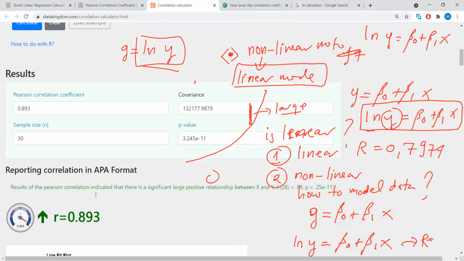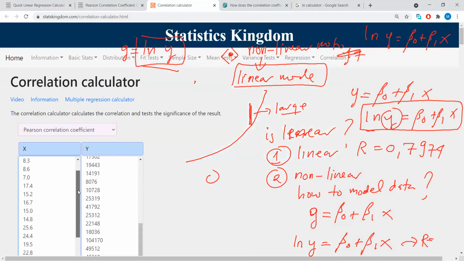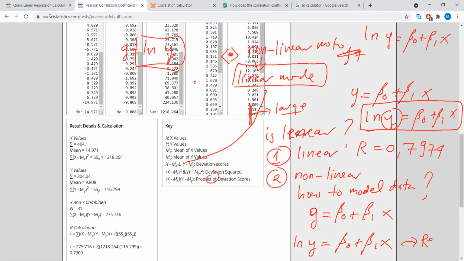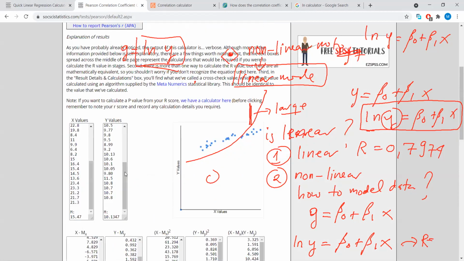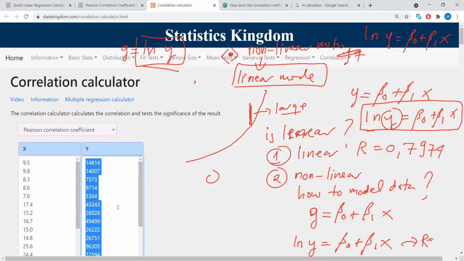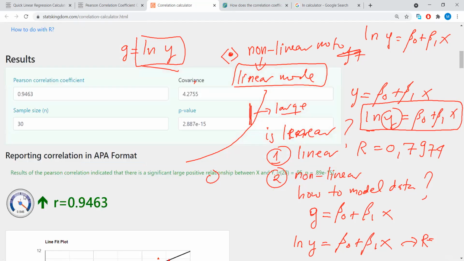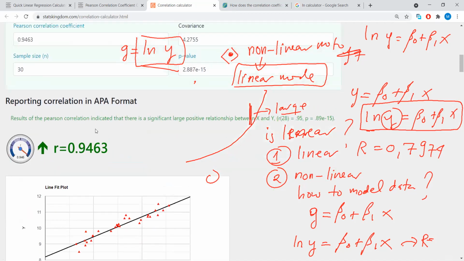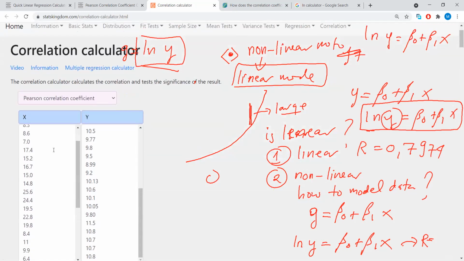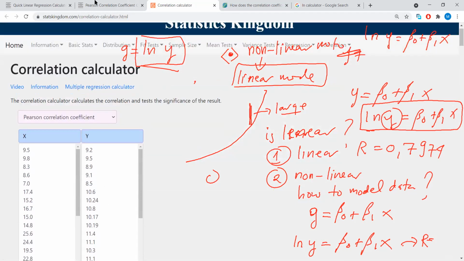Let me check from another calculator. Okay, wait. Oh, the R is 0.94, sir. From this one. From this one, yeah.